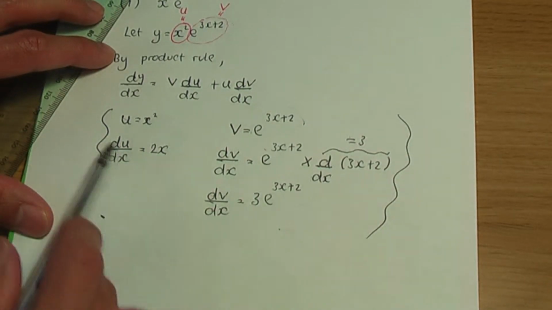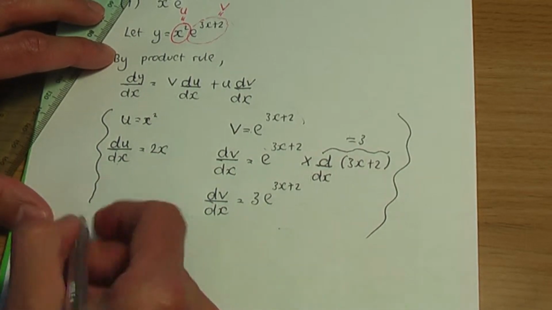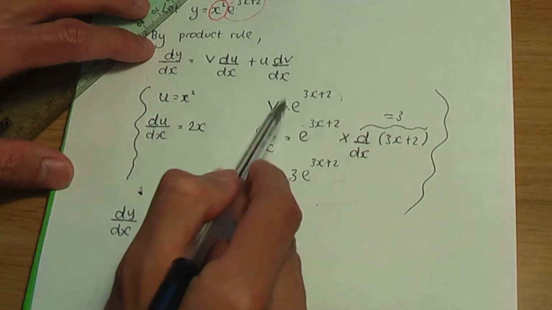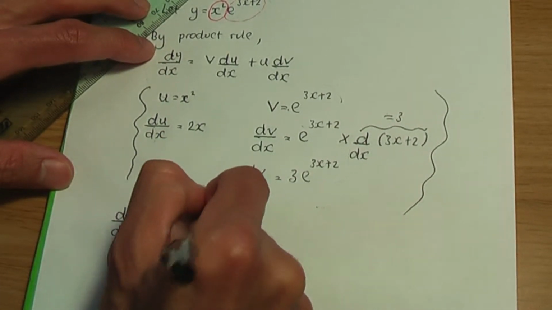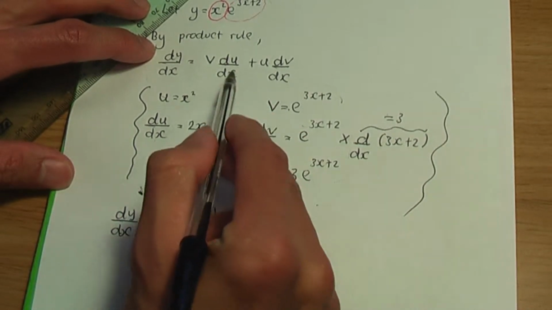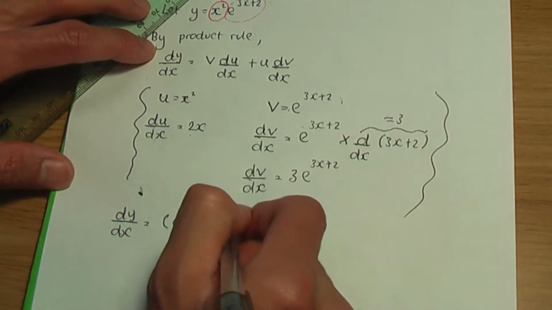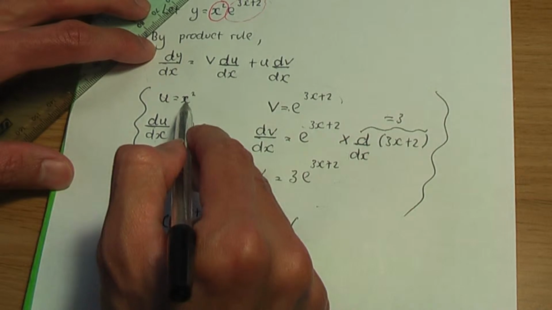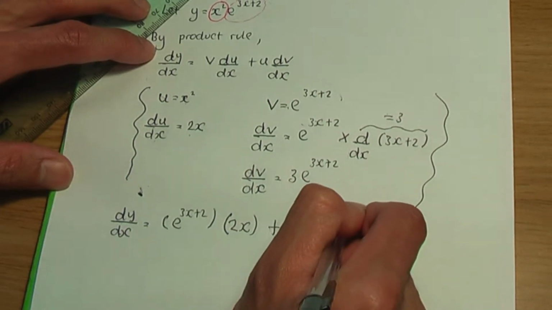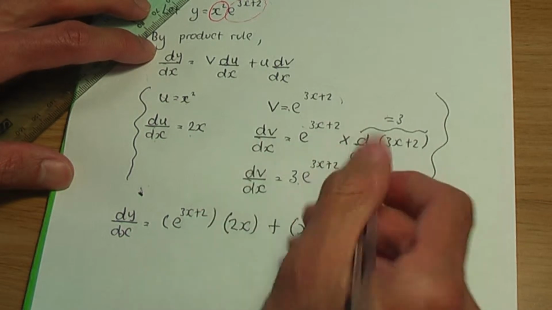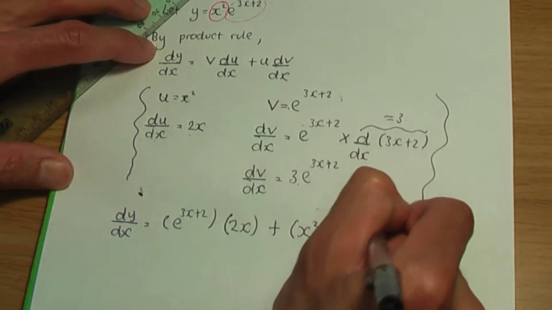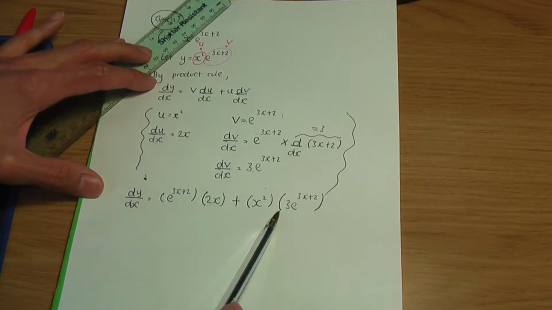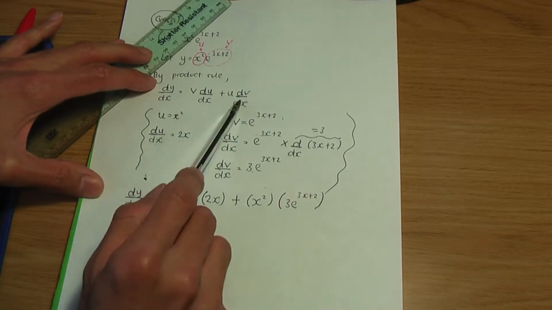Now let's substitute this data into the product rule. So dy over dx is equal to v, which is e to the power 3x plus 2, multiplied by du over dx, which we have as 2x, plus u in this case, that is x squared, multiplied by dv over dx, that being 3e to the power 3x plus 2. So I've replaced the terms here into our product rule.